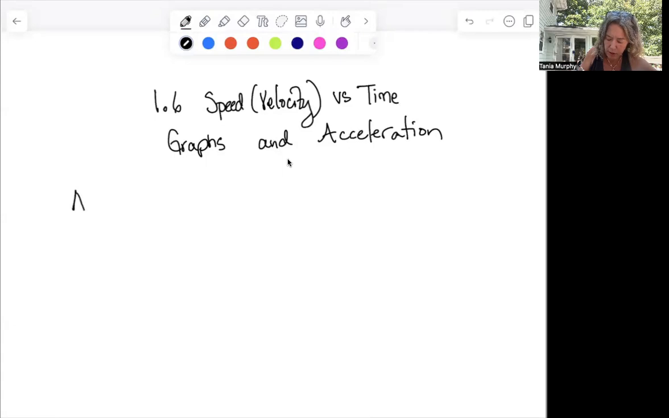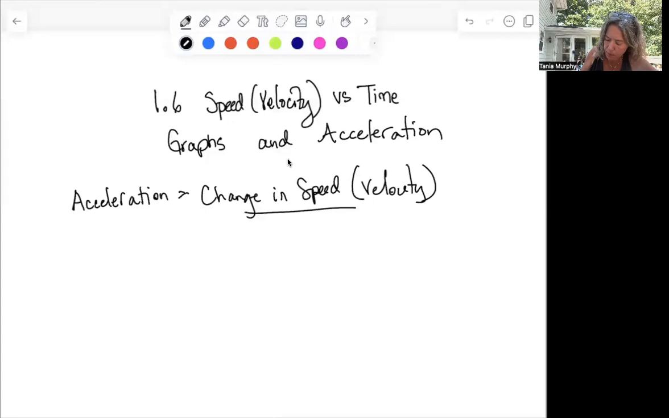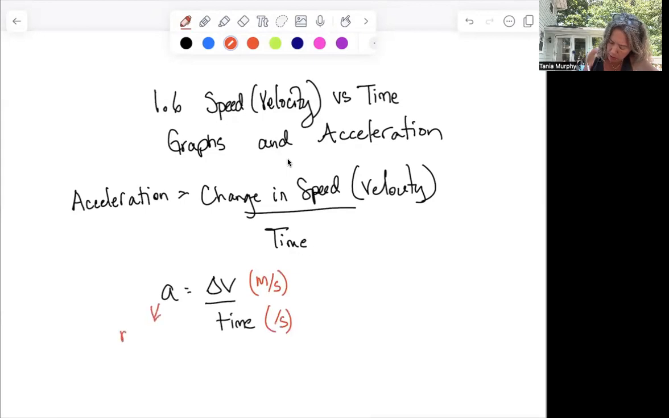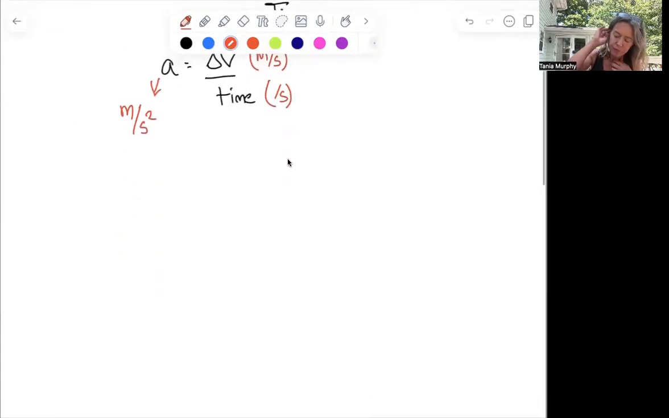Remember that acceleration, this is a review, equals change in speed or velocity over time. And we had learned to simplify that with this equation here. We also learned that this would be in meters per second. This would be in seconds. And this would be in meters per second squared.